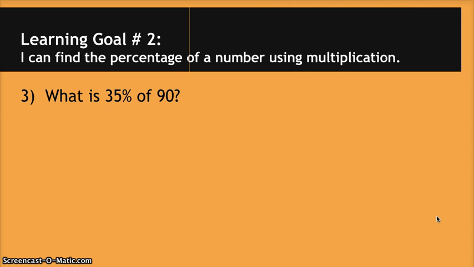So our last problem is, what is 35% of 90? Go ahead and solve this problem, bring it into class, and I'll see you then. Remember, mistakes are normal.